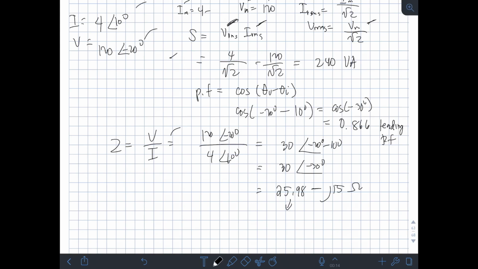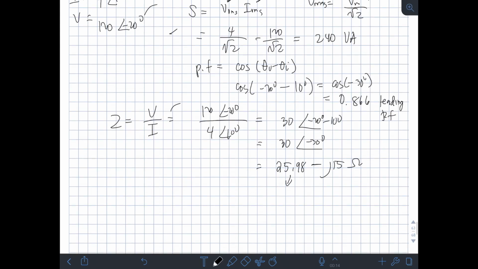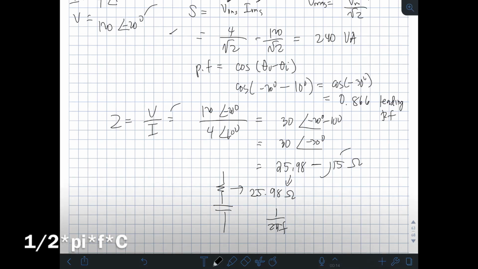So kapag negative, di ba, ibig sabihin noon meron tayong capacitor. So ibig sabihin capacitive yung ating impedance. So ibig sabihin meron tayo agad na series resistor tsaka capacitor. So yung resistor, alam natin na yung value niya is 25.98 ohms, right? Para naman dito sa capacitor, kunin natin yung capacitance niya. So, di ba, ang formula natin for the reactance ng capacitor is 1 over 2 pi f.